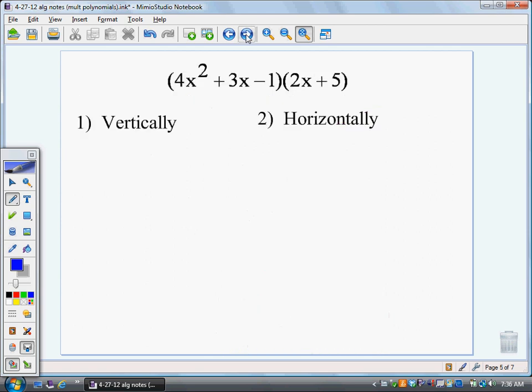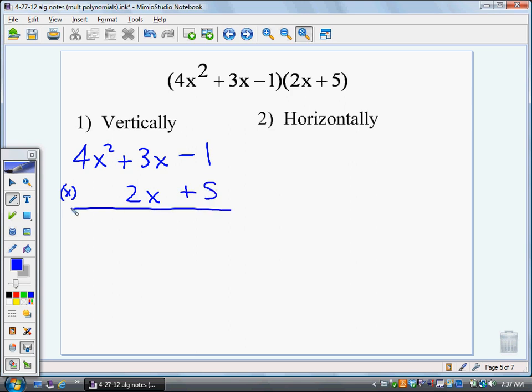Now if you have a trinomial times a binomial, when this is the case, you don't have the option of doing FOIL. So one way to do it is vertically, 4x squared plus 3x minus 1. And we're going to multiply that by 2x plus 5. And again, now this is like a 3-digit times a 2-digit. This is negative 5, 15x, 20x squared. Negative 2x, 6x squared, and 8x to the third.